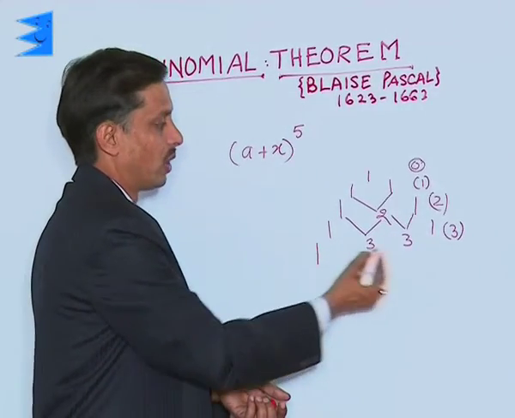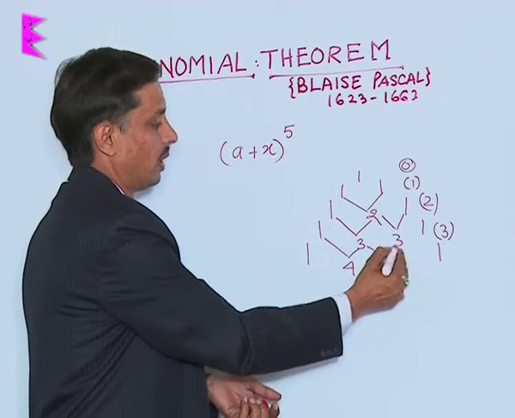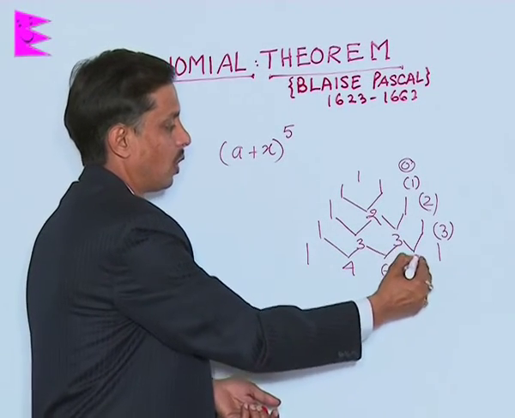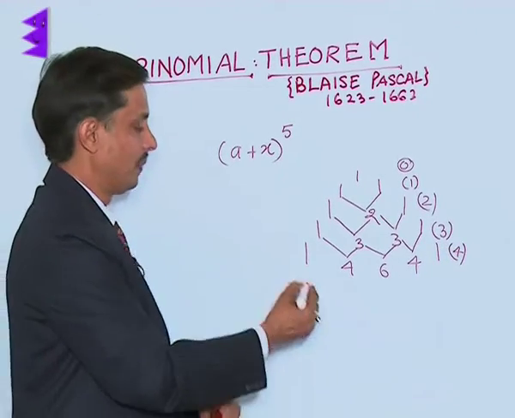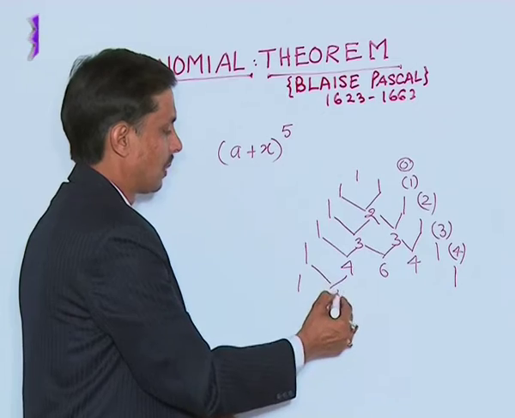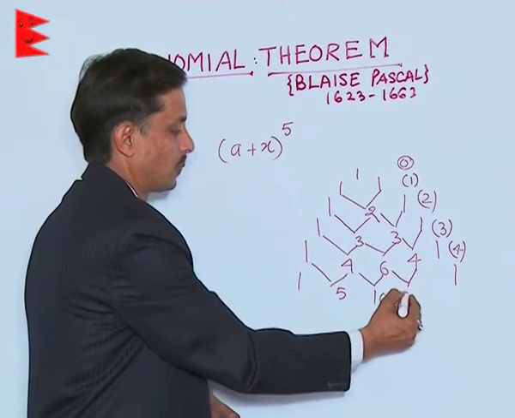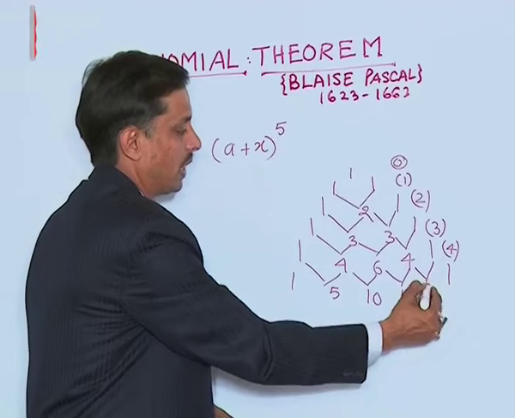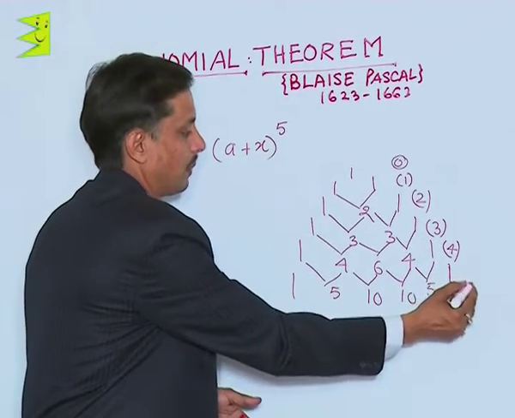Then we write 1 on the boundary. It is what? It is 4, it is 6 and it is 4. So this is for the power 4. If powers are 5, then on the boundary 1, this becomes 1 plus 4 is 5, this becomes 6 plus 4 is 10, 6 plus 4 is 10, 4 plus 1 is 5, and this is as it is 1. So this is for the power 5.